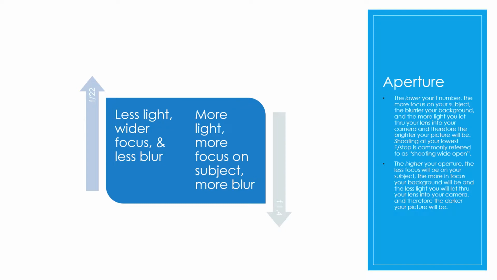The higher your aperture or your f-number, the less focus will be on your subject, the more in focus your background will be, and the less light that you are letting through your lens and your camera, so the darker your picture will be. You can see on this little graphic here, we've got higher f-number and all that information there for you, so give you a nice visual.